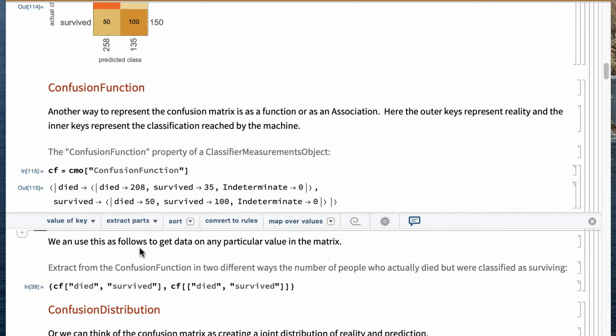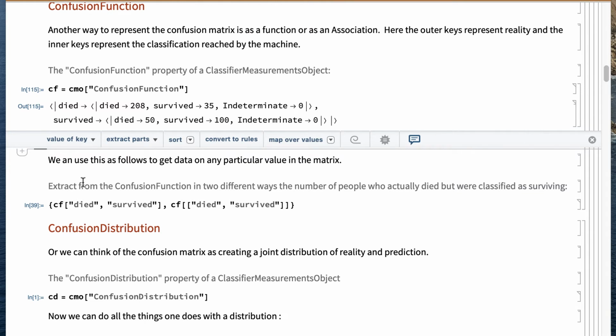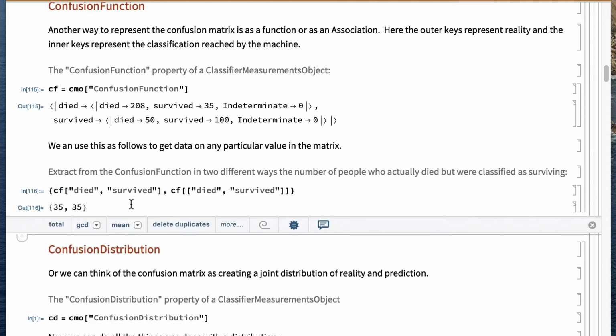Once it is represented as a function, you can then extract information out. Like if I wanted this number 35 here, I could say, okay, get me people who really died, but we predict they survived. That's the function notation. Or I could treat this as a data structure and say, first get me the died part of this, and then get me the survived part of what's left. So either notation will work, and they both give you 35.